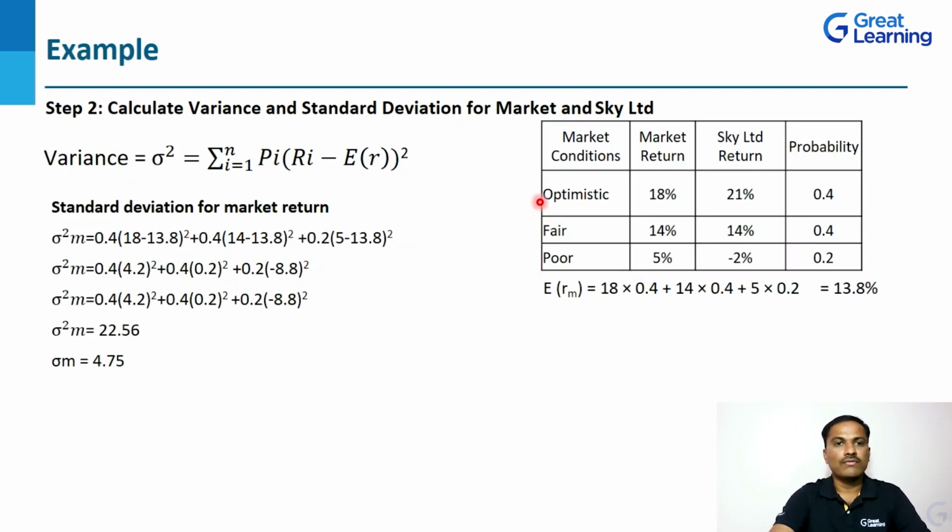Now, let us first do this for market returns. First we will see market returns and then we will see stock returns. Remember, we are calculating variance, and using variance, we calculate standard deviation. So what is the formula? This is for market. Probability is 0.4, 18 minus 13.8. This 18 is the market return, minus 13.8, the expected return for market. Okay, this is one part.